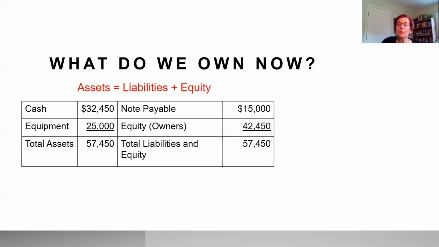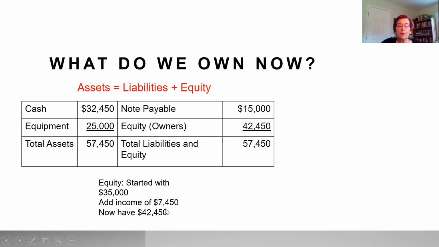This is no different than equity in your house. So if you had a house, say you bought a house for $300,000 and you put a $50,000 down payment. Well, your equity is $50,000 and the $250,000 is your mortgage. That's how much you owe the bank. So the bank owns $250,000 of your house and you own the $50,000, right? So that's what this is here. So the owners now own $42,450.